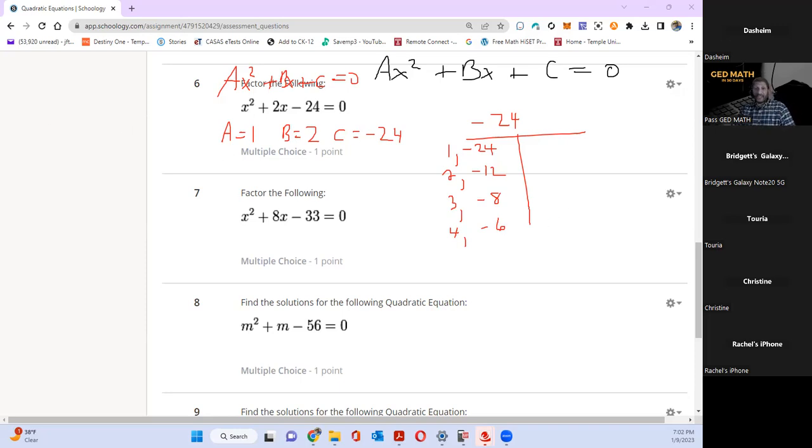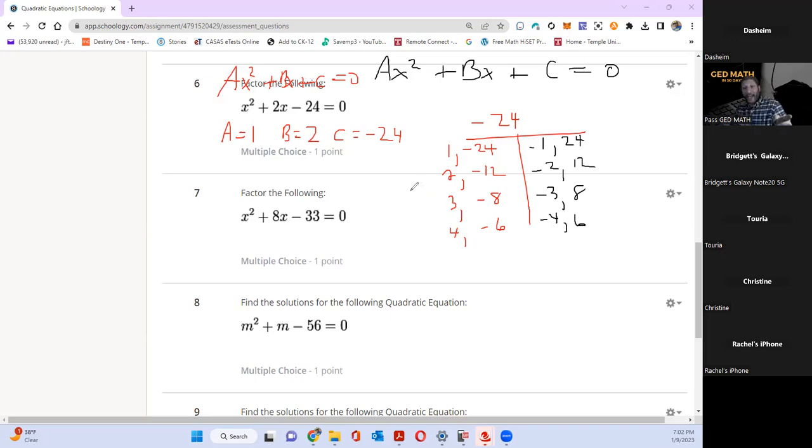Now we're going to go on the other side and change the signs of the first side. So instead of 1 and negative 24, we're going to have negative 1 and positive 24. Does everybody understand that? Because if you multiply those two, you still get negative 24. So negative 2 and 12, negative 3 and 8, negative 4 and 6.